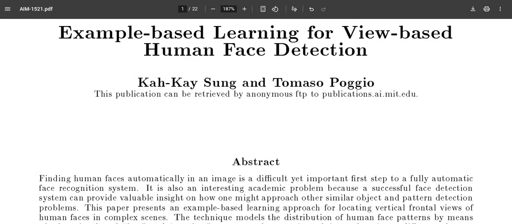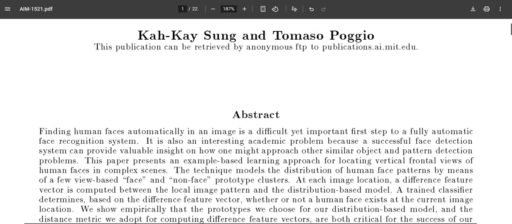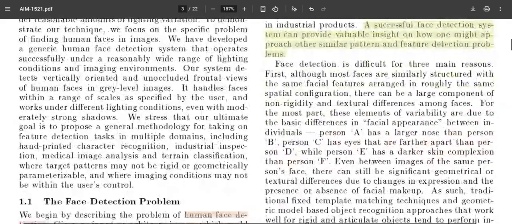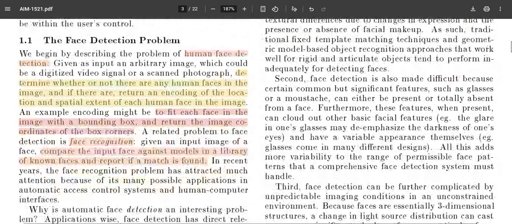Hi all. In this video, we are going to see a paper titled Example-Based Learning for Human Face Detection. This paper was published in 1994 from MIT. So what does this paper say? It is about the problem of human face detection, which is a subvariant of facial recognition.